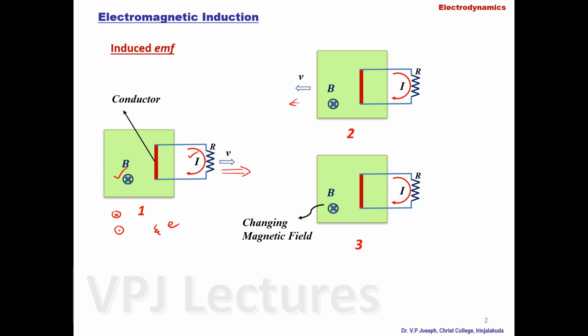In the third case, we are simply changing the magnetic field associated with this closed circuit. The magnetic field B is changing with respect to time. Both the magnetic field region and the circuit are kept stationary, and the intensity of the magnetic field is changing. In this case also, the same effect is observed. That is, the current I is observed, and the induced EMF is here.